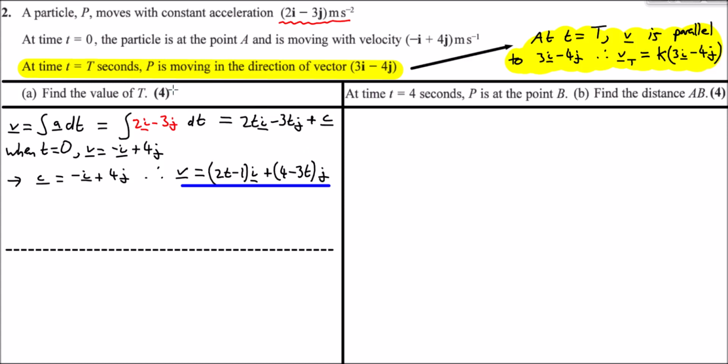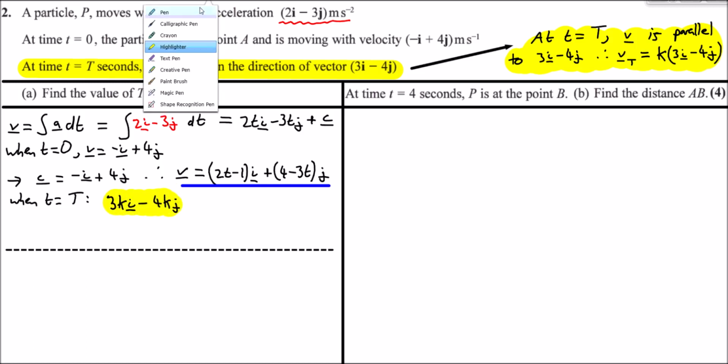So we now need to think about what we said before, which is this: at time t equals T, v is parallel to that vector. And so the velocity at time T is some k multiplied by 3i minus 4j. So now let's think about when t equals T. If I expand this out, the velocity at time T will be 3ki minus 4kj. So just to remind us, I'm getting this information from the yellow.